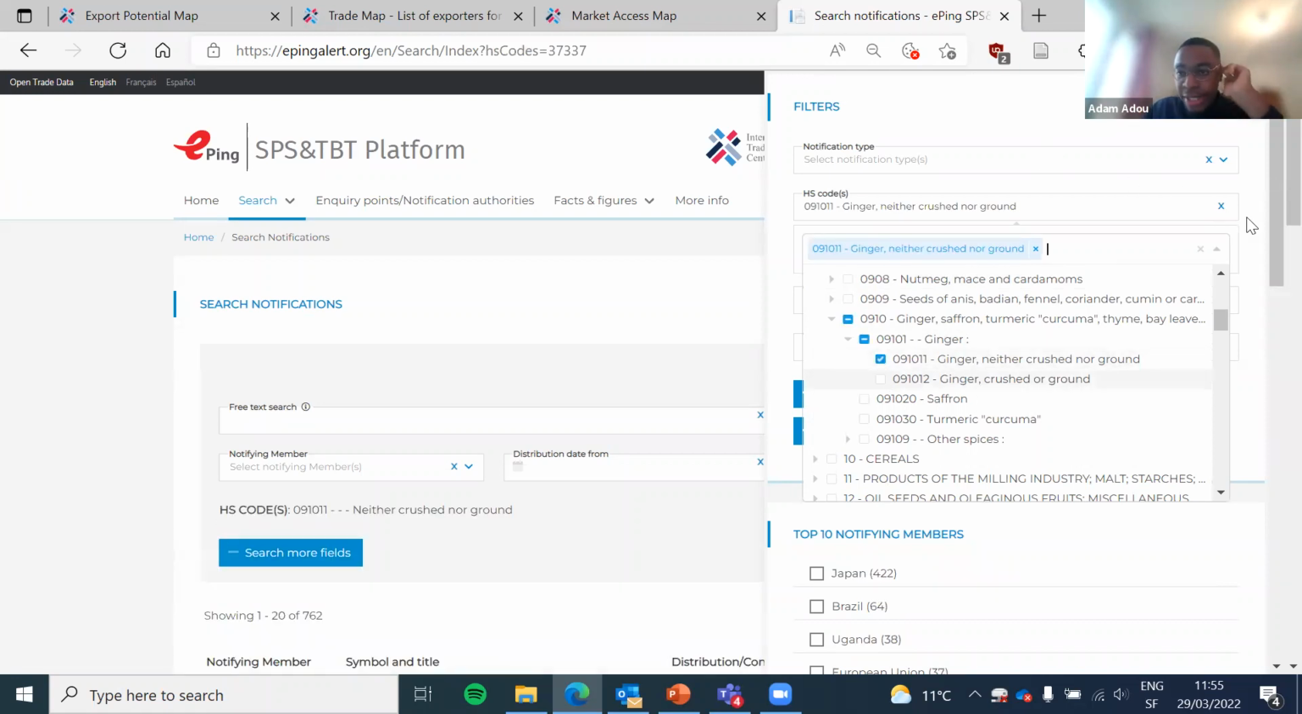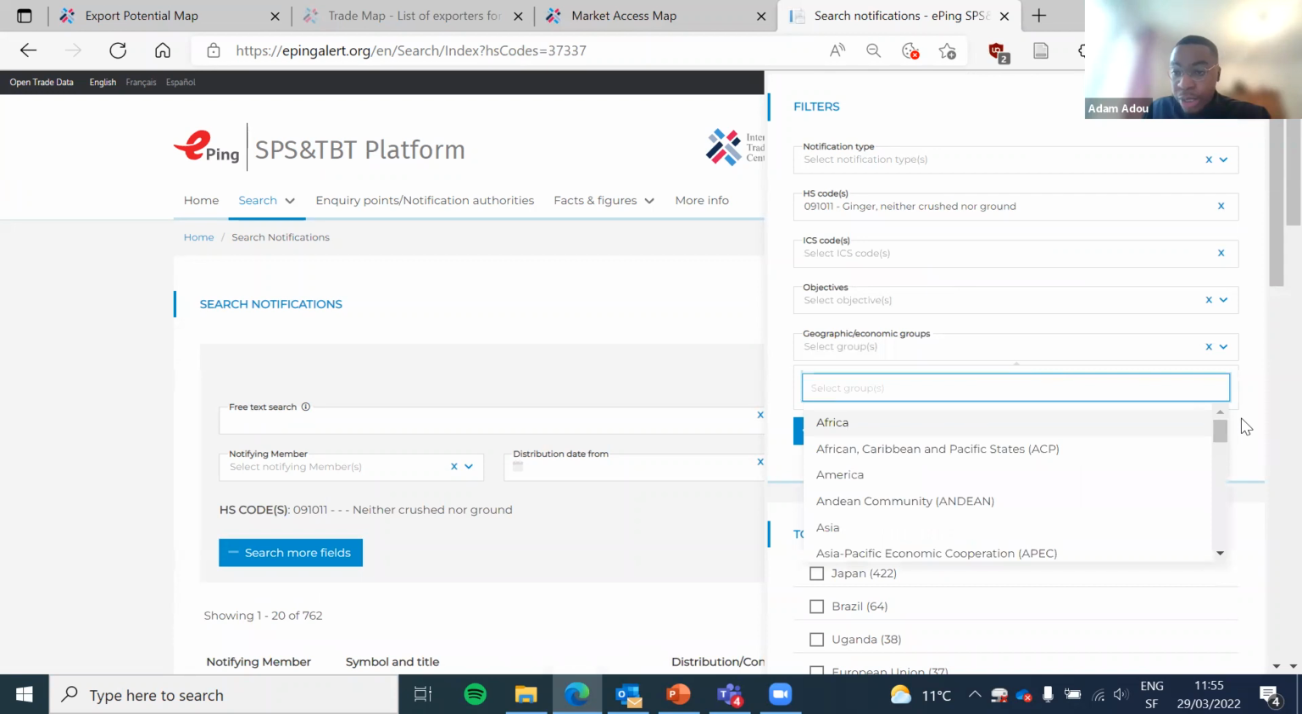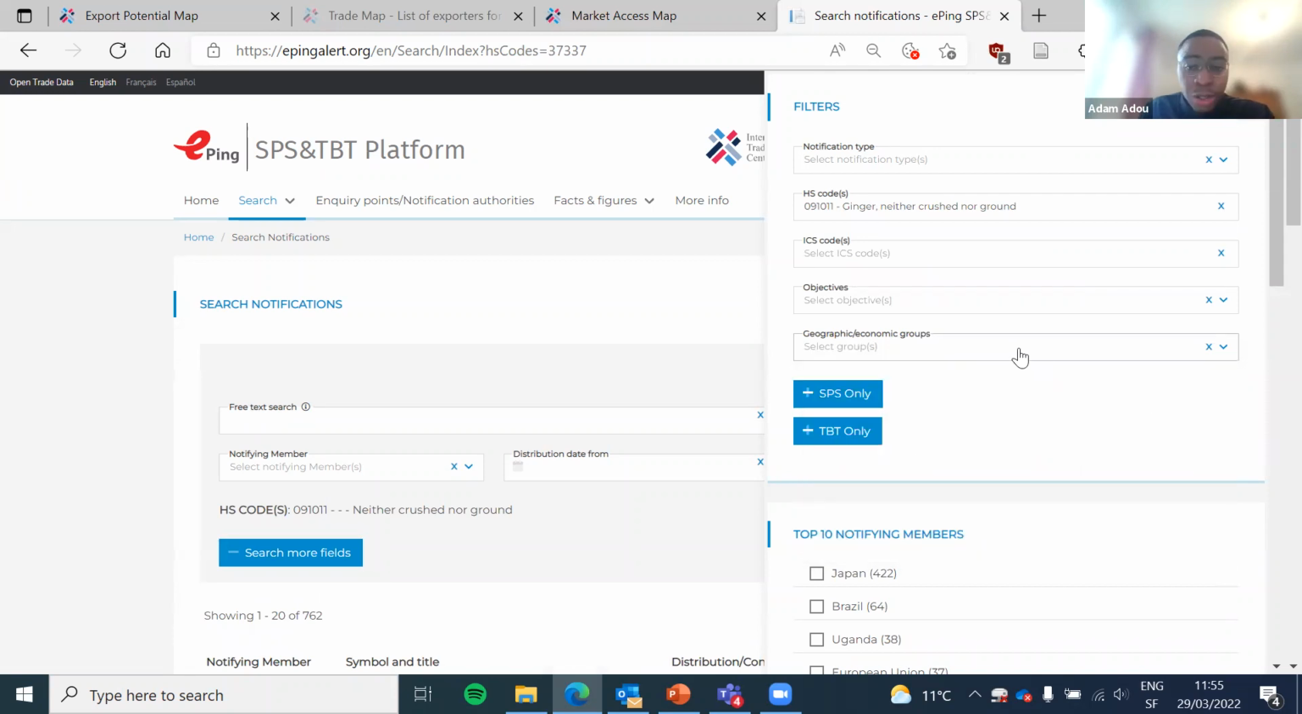I click on this, and then I have the choice. Maybe I just want to know the notification issued by a certain group of countries, a region, or a specific country, or maybe I just want to see all the notifications. Also, maybe I just want to take a look at SPS notifications, or just TBT. In such a case, I will click on SPS only or TBT only.